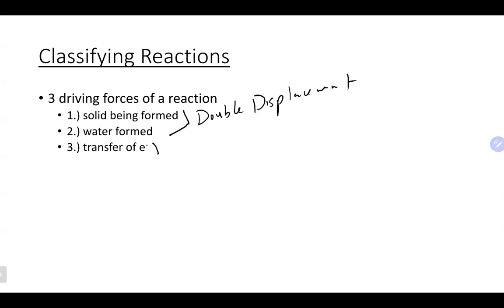The last one we commonly see under redox reactions. So if you ever wonder why a reaction takes place, one of these three things is going to happen. Either you're going to make a solid, make water, or there's some type of electrons being transferred. So we're first going to look at some more specific ways of classifying redox reactions. Let's take a look at those.